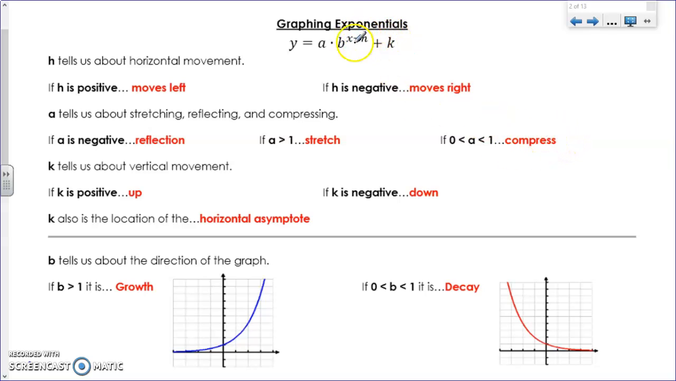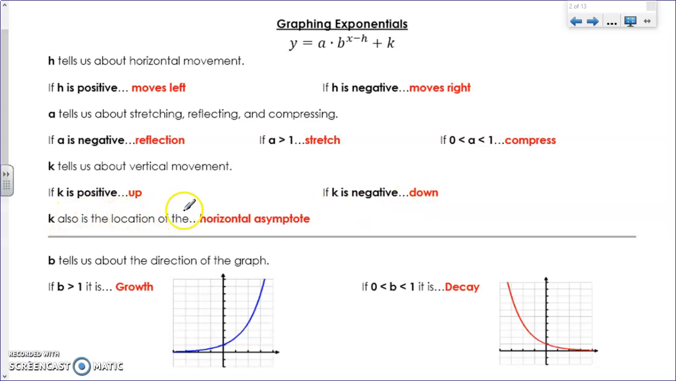H always comes out opposite, just like before. It tells us our horizontal movement. If it's positive, it moves left. Negative, it moves right. K, if you recall, tells us about our vertical movement. If K is positive, it moves up. If K is negative, it moves down.